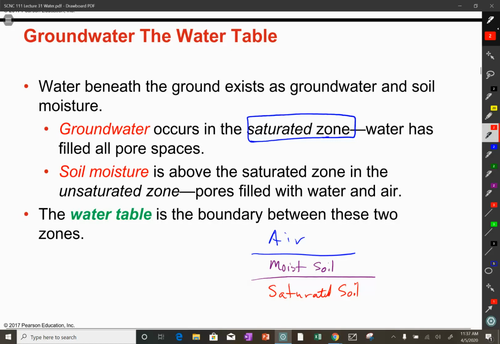Well, if I'm digging and I dig into moist soil, that moist soil is going to feel wet, but I don't have signs of water, the liquid water. It just feels wet. Whereas if I dig down into the saturated soil, my hole is going to fill in with water because it's saturated. It's holding as much water as it can. So soil moisture is what we call the water in this moist soil. And then groundwater is the water in the saturated soil. And this line between the moist soil and the saturated soil, we call that the water table.